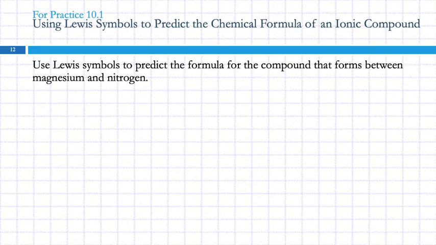So we can use Lewis symbols to predict the formula for ionic compounds. So we're going to do magnesium and nitrogen. We'll start by drawing the Lewis symbol for magnesium. How many valence electrons does magnesium have? 2. And for nitrogen, how many does nitrogen have? 5.